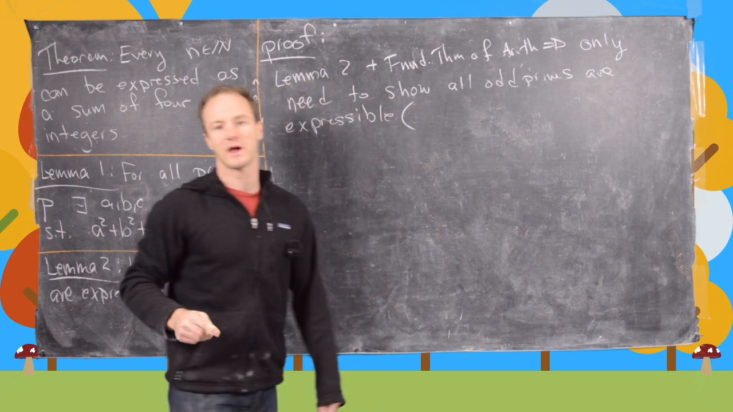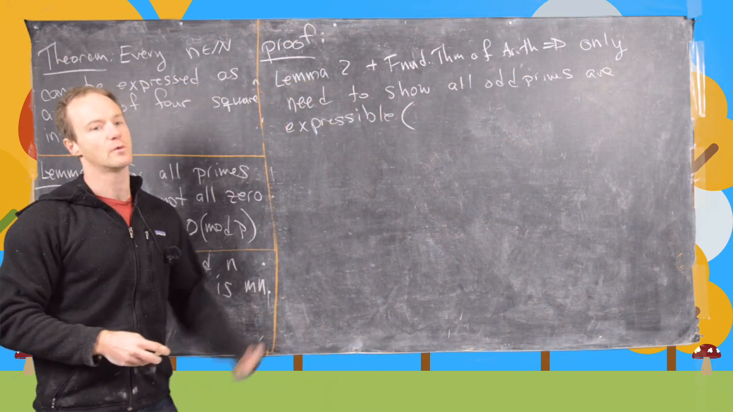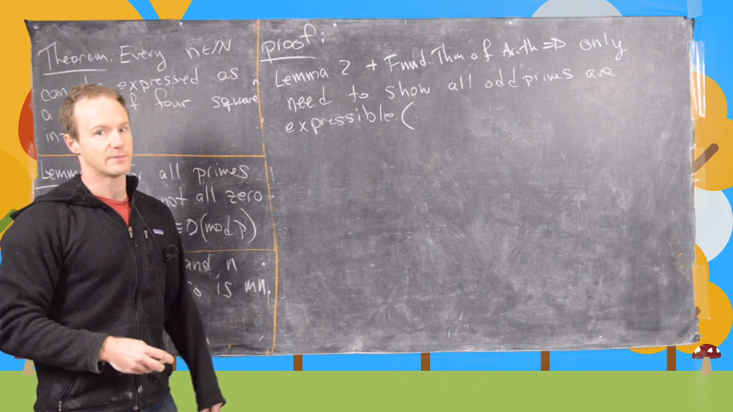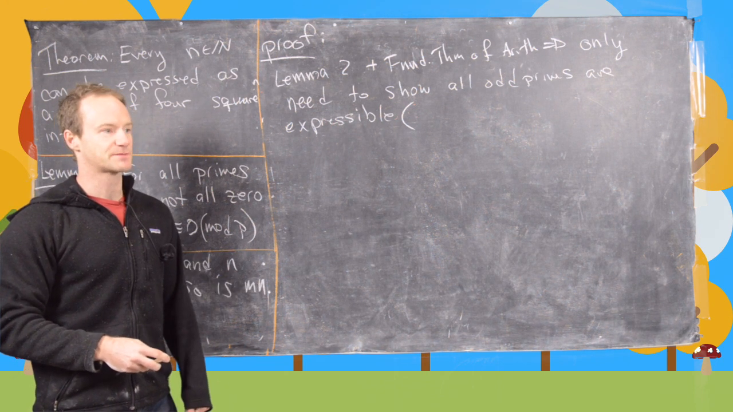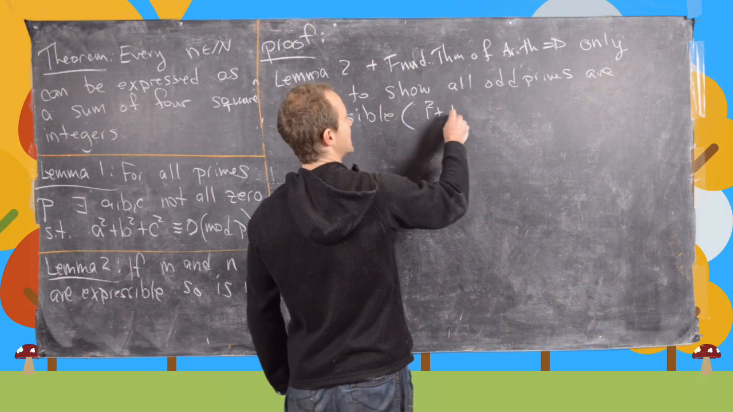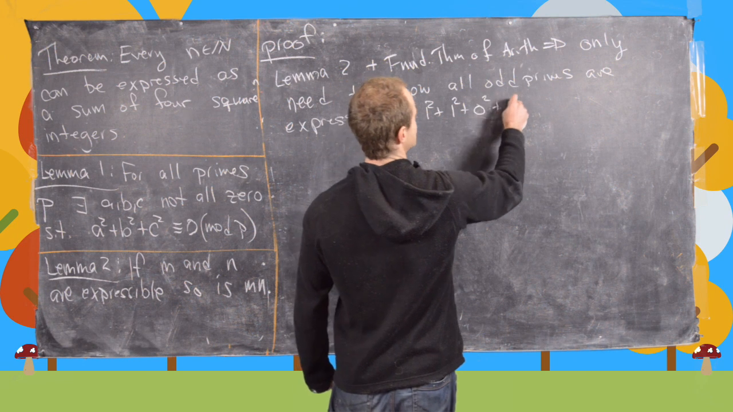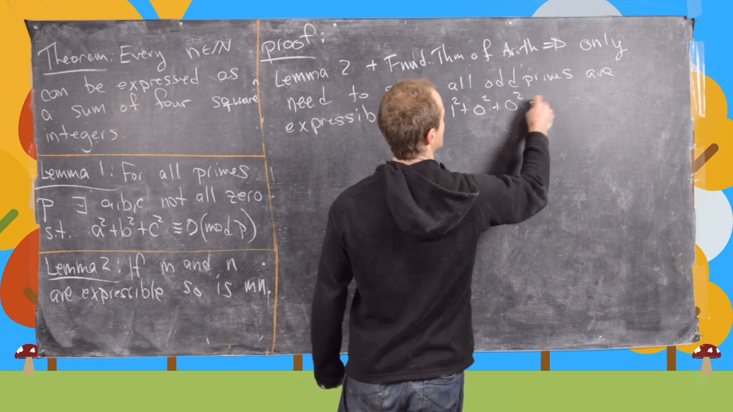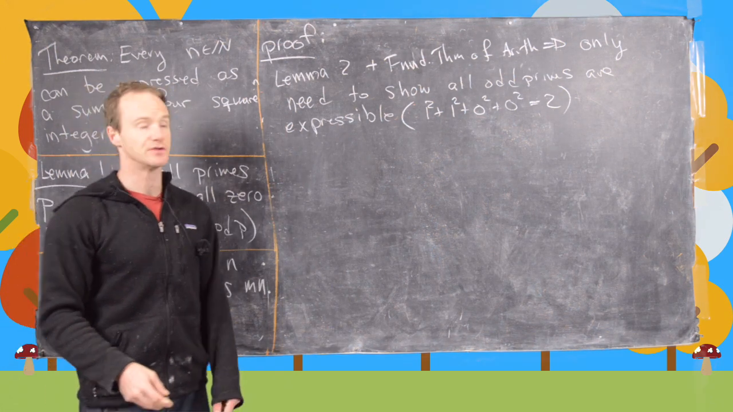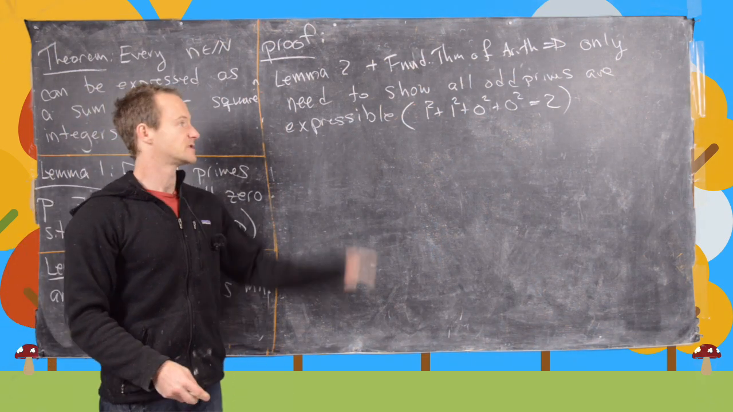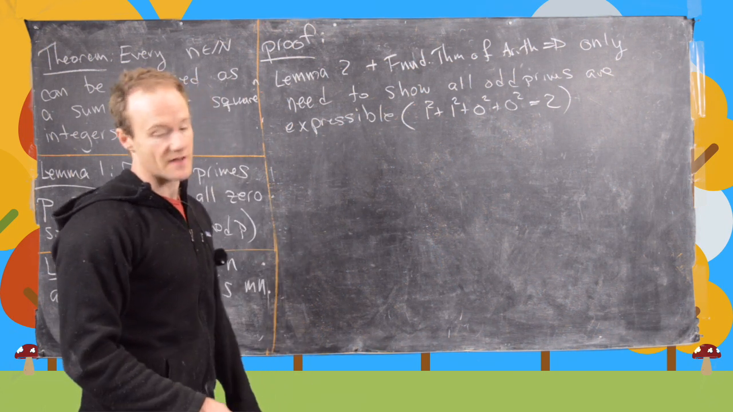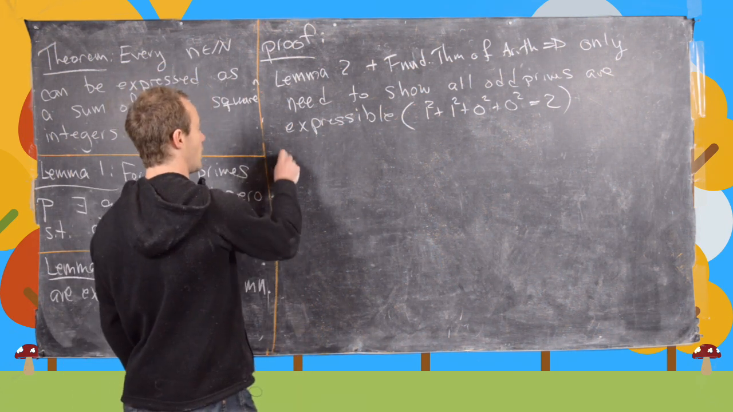And you might say, well, what about even primes like 2? Well, if you recall, 2 is the only even prime, and it is expressible as the sum of 2 square integers. So we can easily make it expressible as the sum of 4 square integers, not all 0, just by adding 2 zero squareds to the end of it. So 2 is expressible.